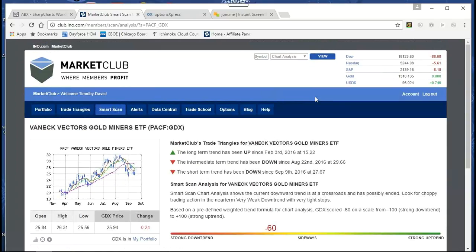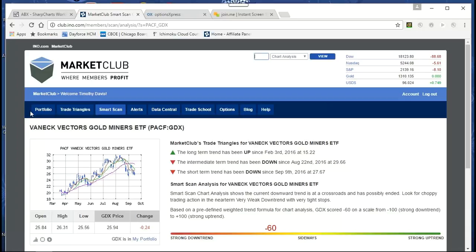Here's another one. This is GDX, and it's showing you that it has a red daily and a red weekly, which is a sidelines motion, telling you that you don't want to enter this trade yet until you get a green daily. Even though it has a green monthly, if you're not already in the trade, then you want to stay out of it until you get a green daily. Okay, so that's how you search a specific stock. You put the symbol here, click on view, and it'll give you all the trade analysis.